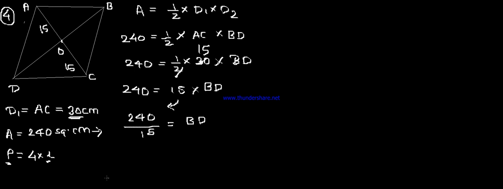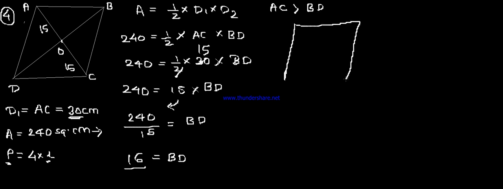Rather we need to do 15 1s are 15. Okay, then 14 minus 5 is 9, 15 6s are 90, so 16 will be your answer of the second diagonal. Alright, now again if you will see our initial assumption, your AC was 30 and the BD is 16, right? So I will write this, AC is greater than BD, and that's why I need to change my diagram into this.